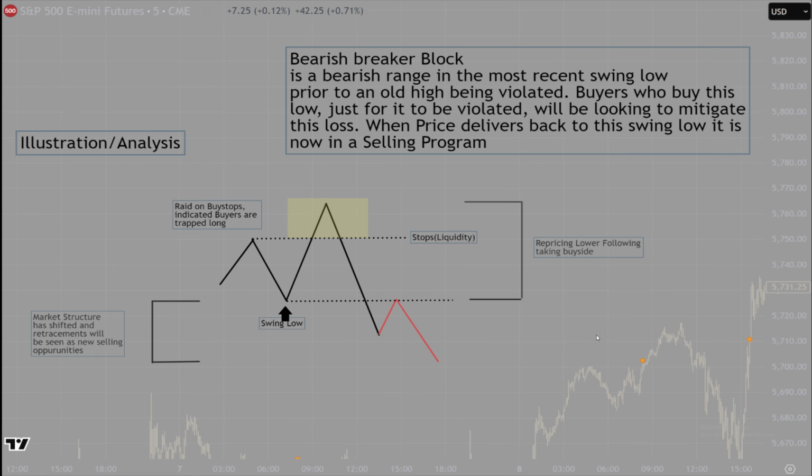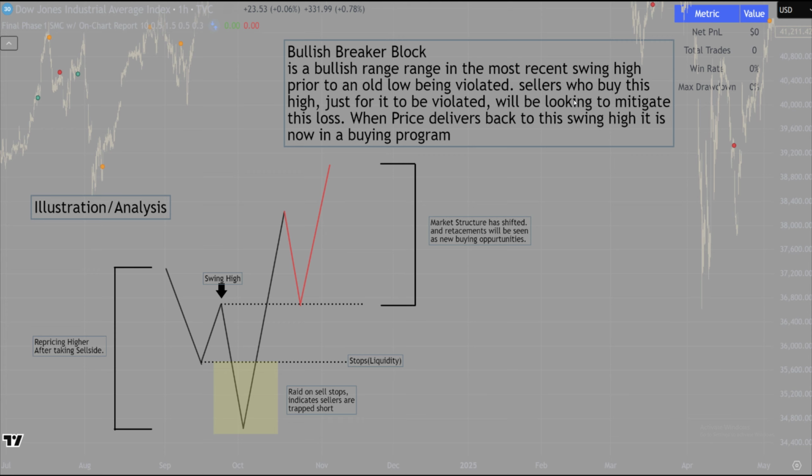Let's look at a bullish breaker. This is just, I tried to change my card color so it wasn't that noticeable, but I was doing this on TradingView. So a bullish breaker block is a bullish range in the most recent swing high prior to an old low being violated. Sellers who sold this high, just for it to be violated, will be looking to mitigate this loss. When price delivers back to the swing high, it is now in a buying program.